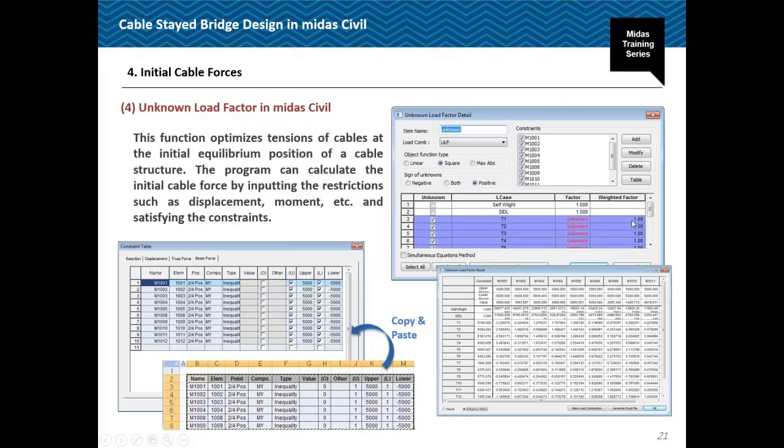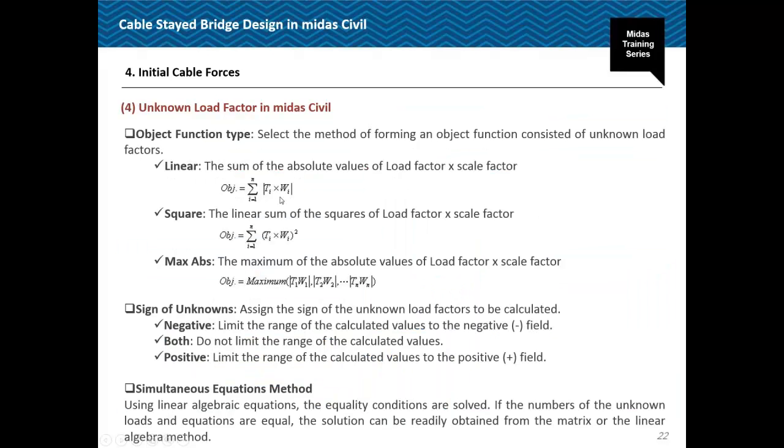If we want to manually increase the scale factor for a certain cable, then we can change the factor here. By multiplying these two values, taking the absolute value, and then making the summation, that is the linear option. The square option makes the square and then the summation. And maximum absolute, as you can see, takes the absolute of that value and then finds the maximum.